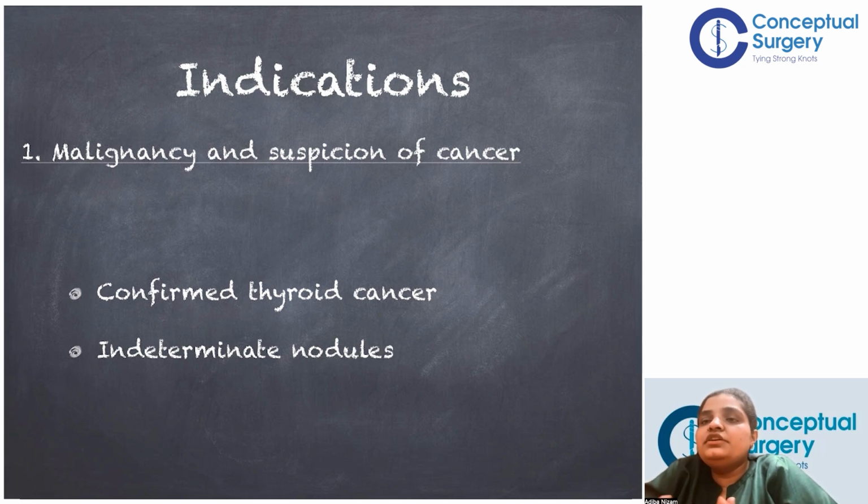So now we have briefly introduced the broad heading of thyroidectomy and we have discussed its types. Now we move on to the indications. So the main indications include malignancy and suspicion of cancer. It could be a confirmed thyroid cancer or a patient who has an indeterminate nodule, where after having performed the thyroidectomy, we will be able to establish a definitive diagnosis based on the biopsy report.